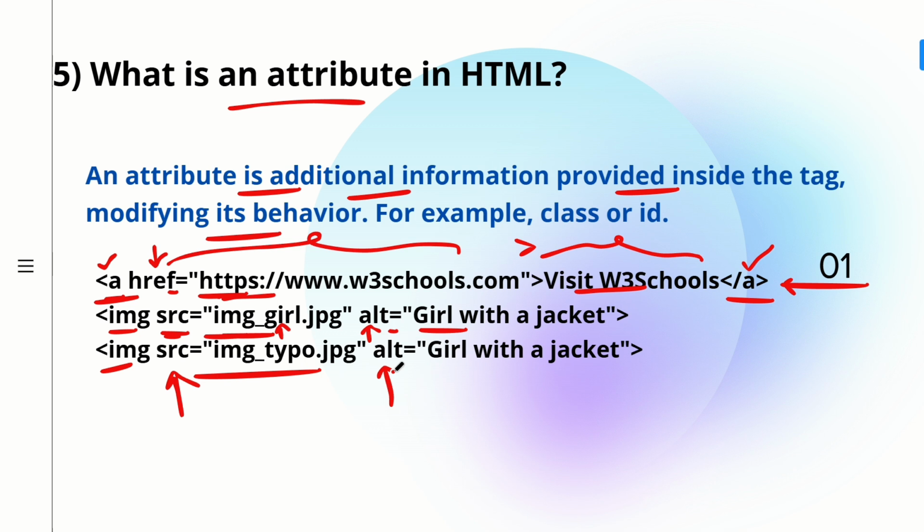And apart from this, you can have id also. Id also provides you some additional information. Class is also useful for some additional information, that this is the kind of styling that will get applied to this tag. So this is called an attribute.